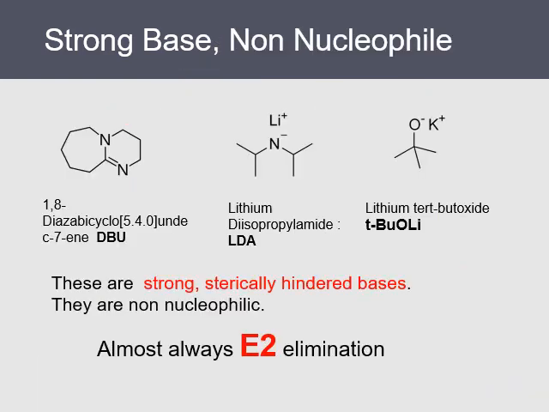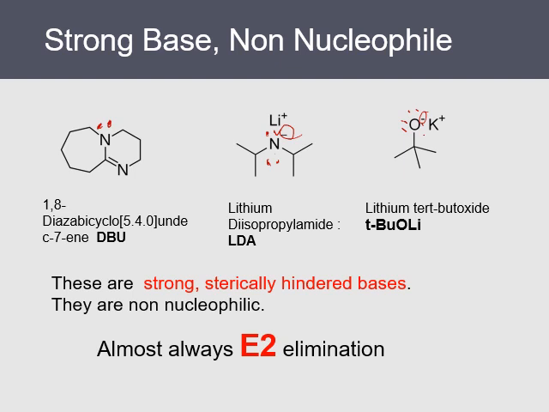Here are more bases. The first one is called DBU. The nitrogen has a lone pair of electrons. The second one is LDA, lithium diisopropylamide. The nitrogen has a negative charge and two lone pairs of electrons, so it's a much stronger base. And the last one is t-butoxide, lithium tertiary butoxide. Oxygen has three lone pairs of electrons with a negative charge, so it's a good base also.